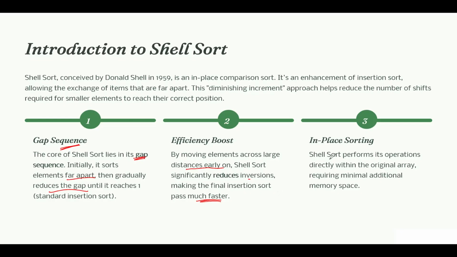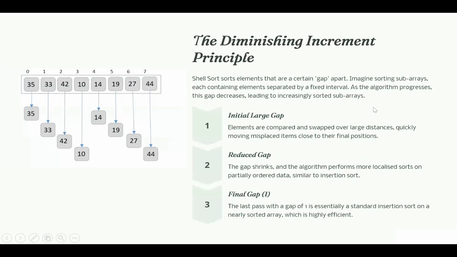Also, shell sort performs its operations directly within the original array, requiring minimal additional memory space. Just like the previous insertion sort, we do not require an additional array. So, whatever memory has been allocated initially itself is sufficient for us to do the sorting. So, let us see the steps required, the main principle on which shell sort works.